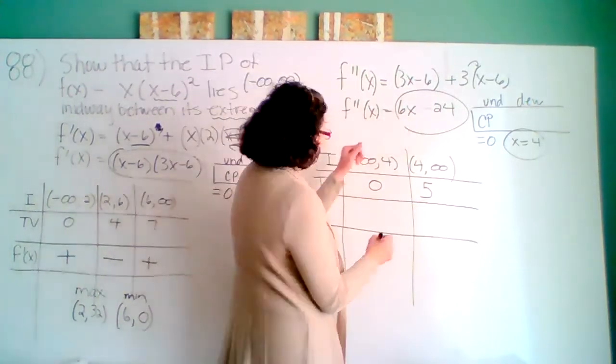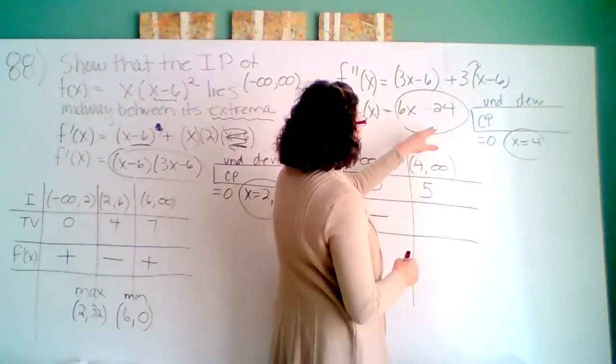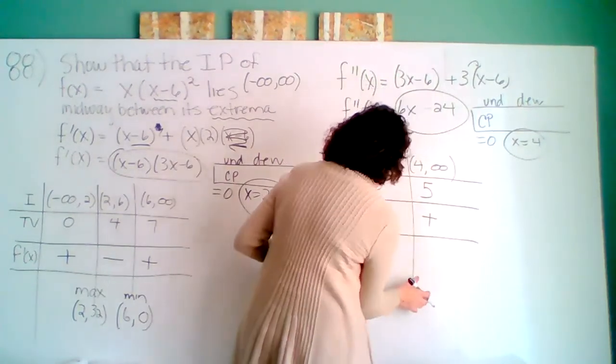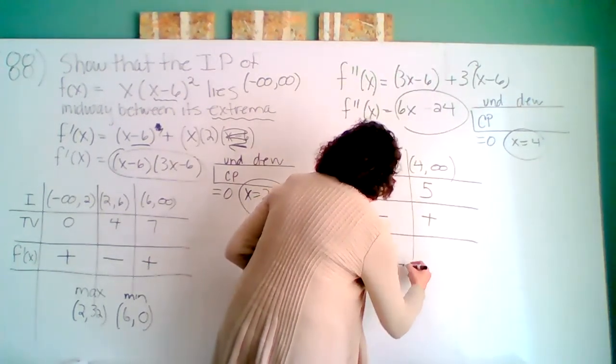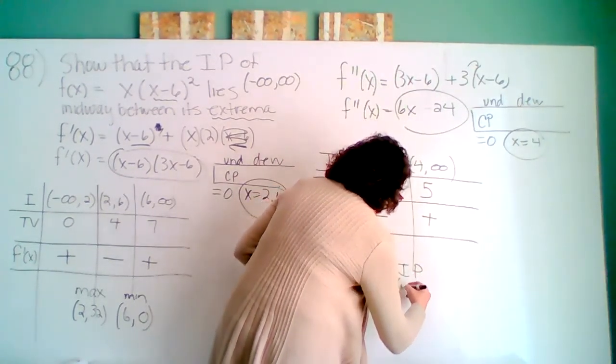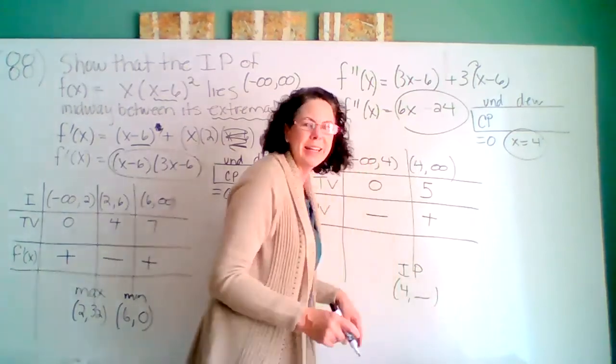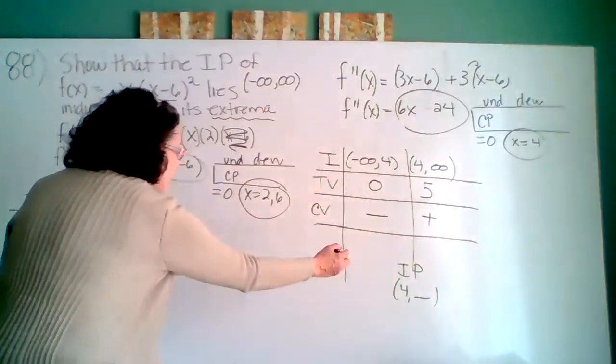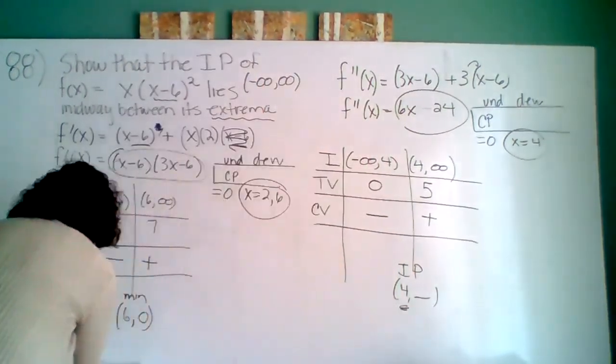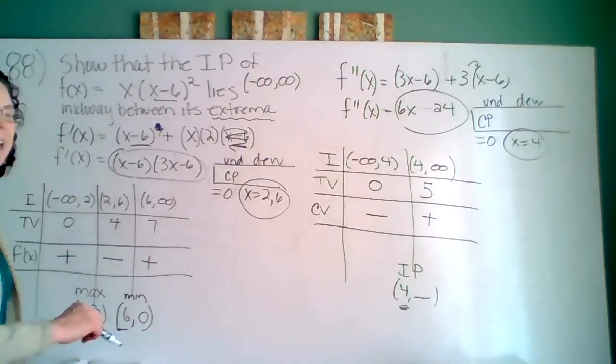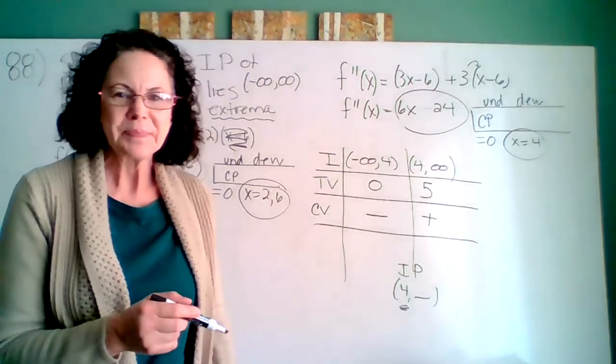When I put a 0 in, I get a negative. When I put a 5 in, I get a positive. There is obviously an IP at x equals 4. I could go ahead and get the y, but an x of 4 is midway in between an x of 2 and an x of 6, so I'm good. So I'm done.